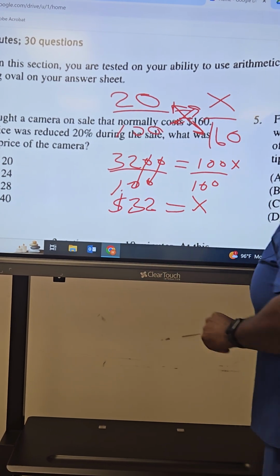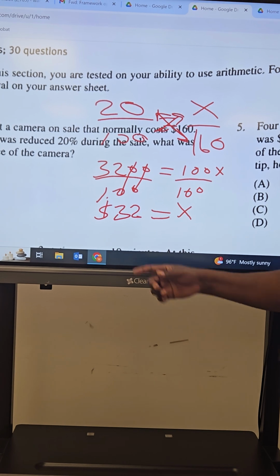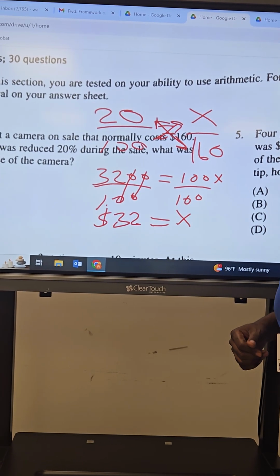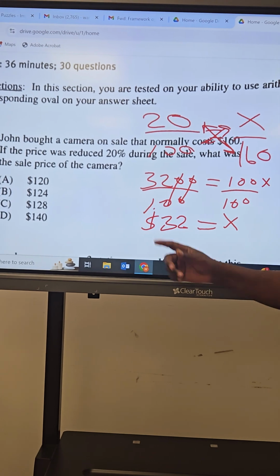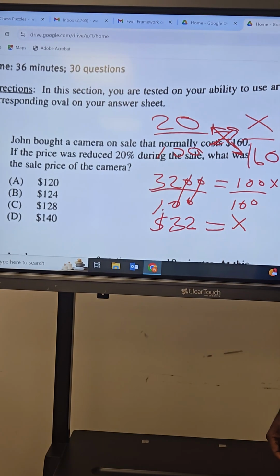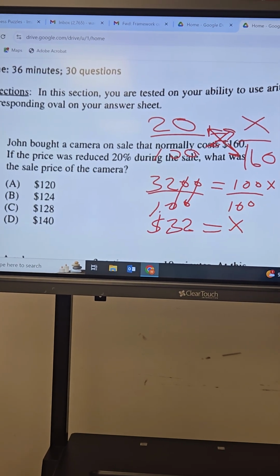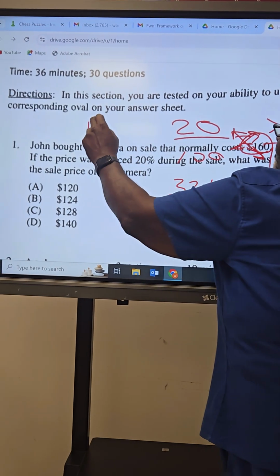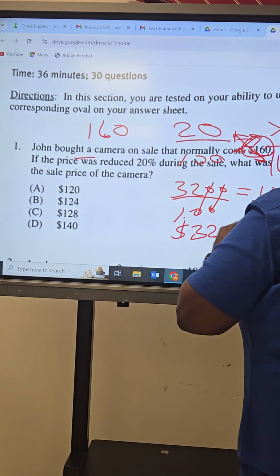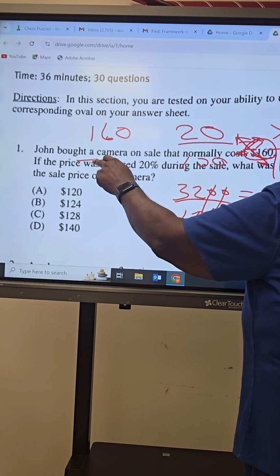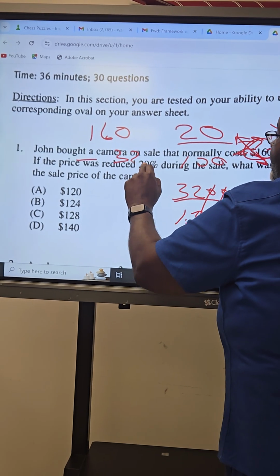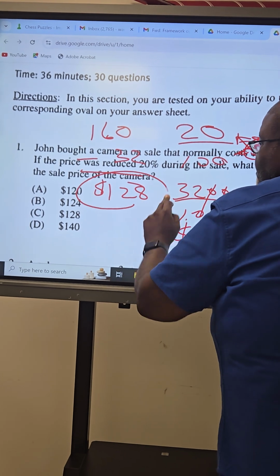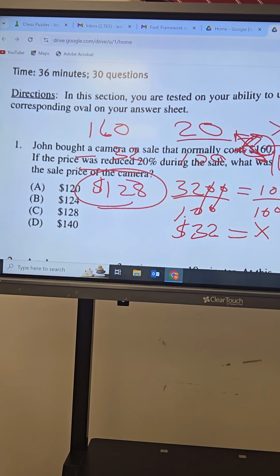How much money did they take off the original price of the camera? $32. Are we done with the problem yet? No, because 32 is not the sale price. That's right. So if 32 was here and you picked 32, you'd be wrong. You have to answer the question. So $160 was the total amount, and they took $32 off. What operation do we do for the sale price? Subtract. So 160 minus 32 is 100 and what? $28. So that's the new sale price of the camera.